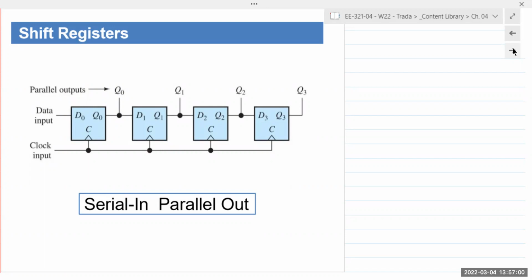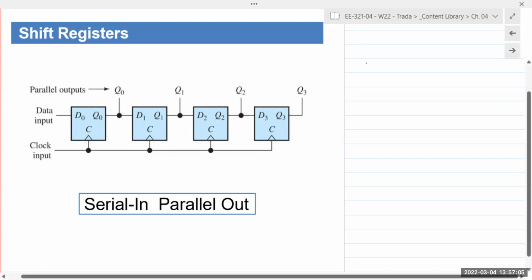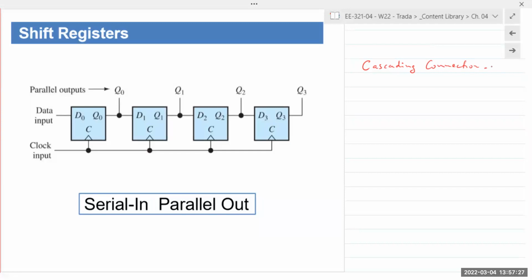So in this circuit, you see 4 D flip-flops, and the output of each flip-flop is connected in series, or sequential. Actually, cascading is a better word. Cascading connection. Meaning the output of the first one is given to the input of the second one, the output of the second one is given to the input of the third one, and the output of the third is given as input to the fourth one. Each individual output is also taken out, and so you have Q3 to Q0.